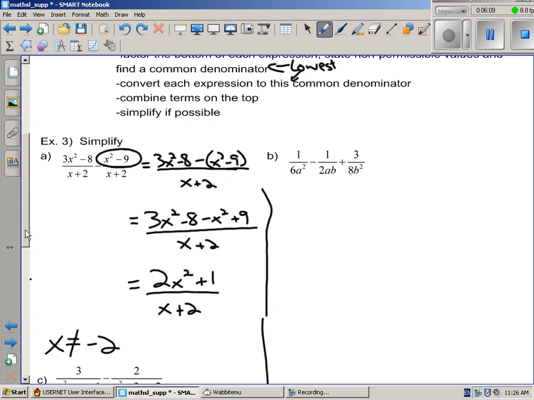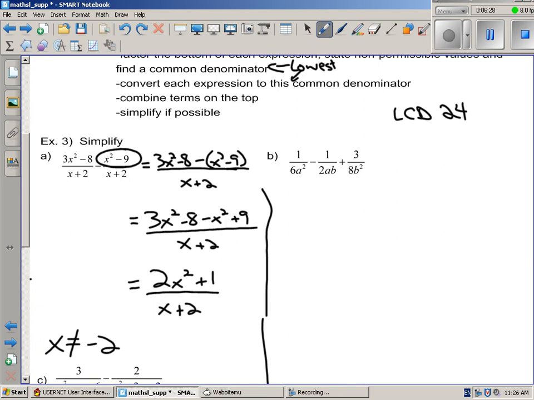All right, now let's ask ourselves, what do I need on the bottom so that they can all be the same? I've got a 6, a 2, and an 8. So numerically, I know that my LCD is going to have a 24 in it. That's the lowest common denominator between 6, 2, and 8.